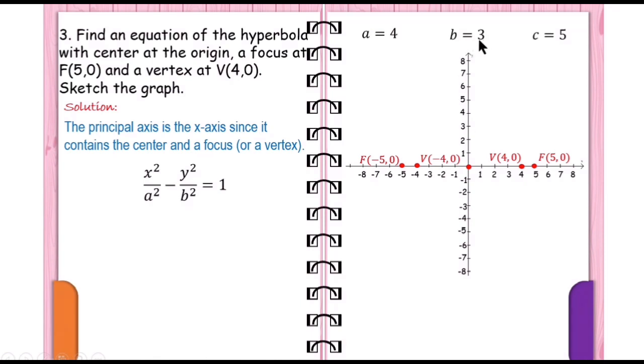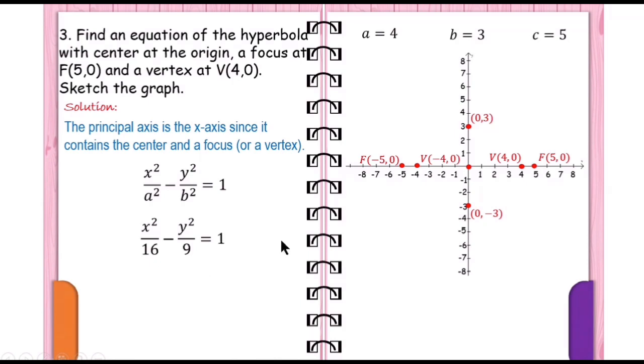Since b represents the endpoints of the conjugate axis, we have (0, 3) and (0, -3). The equation of the hyperbola is x squared over 16 minus y squared over 9 equals 1. 4 squared is 16, while 3 squared is 9.